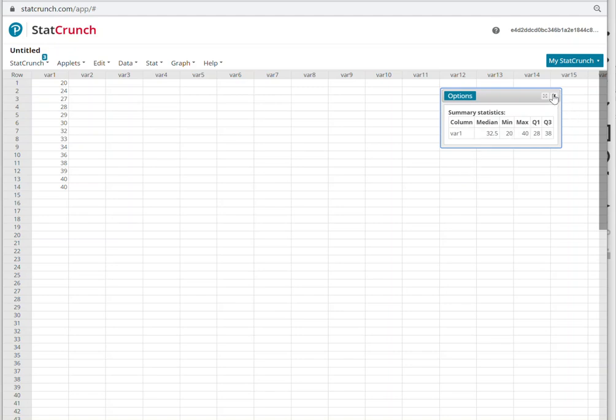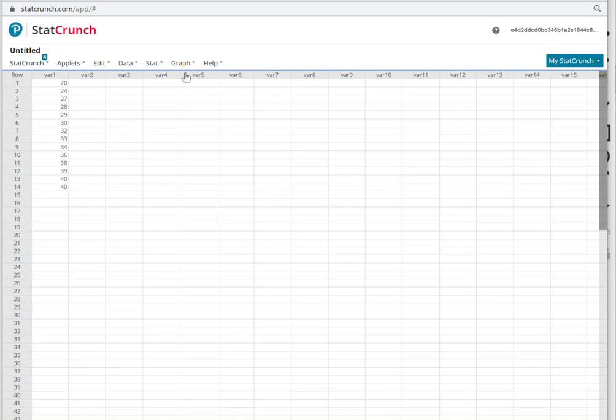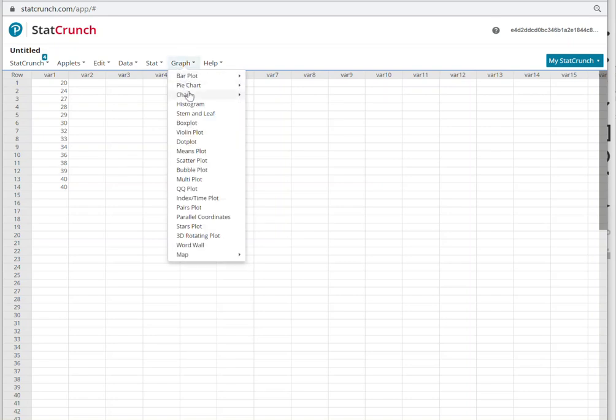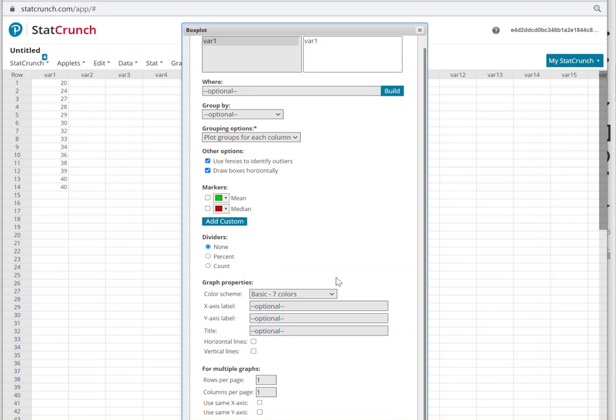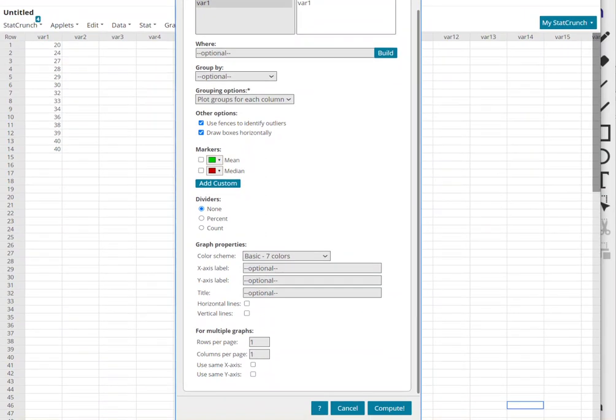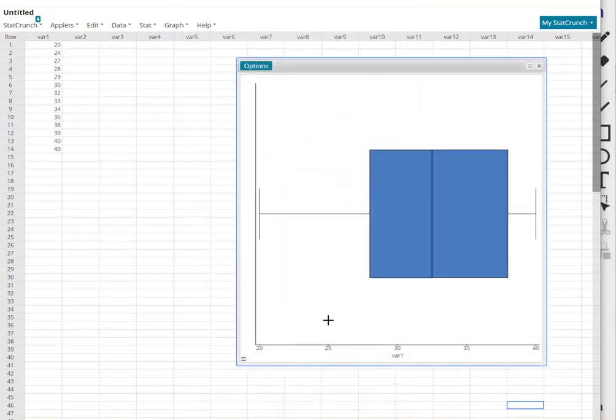Now what about the graph? Well, we can go to Graph, and we said box plot. We'll choose our column, VAR1 in this case. You can always label your columns, especially if you're going to print out your diagram. So remember, we want these 2 boxes checked. Use fences to identify outliers and draw boxes horizontally. And that's all we need to do. And you guys can't see, I need to move this up. There we go. Compute. And there's our box plot.